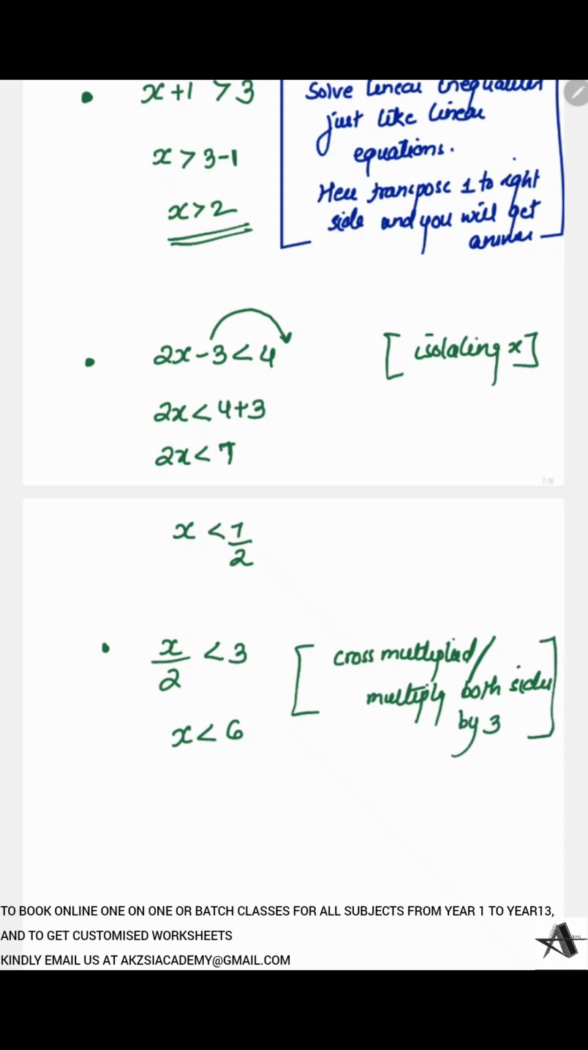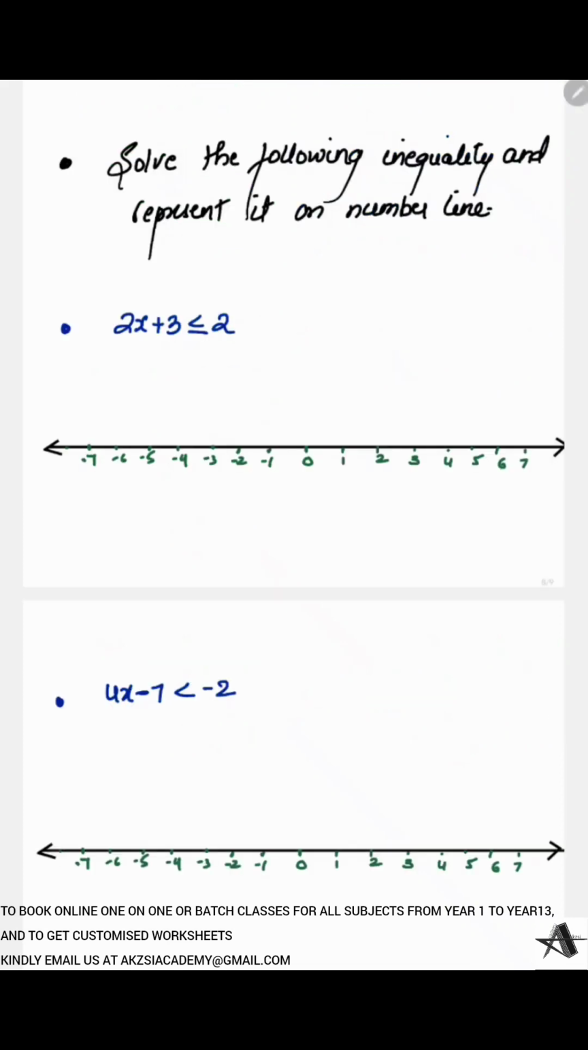Now let me see the next question, in which we have to solve the inequality as well as represent it on a number line. So let me see how we can solve it and how we can represent it on a number line. Though I have explained both, now it's just a combination of both of them. Simply we need to solve it first. So 2x plus 3 less than or equal to 2. Need to transpose. Very first thing, 2x less than or equal to 2 minus 3. It will give you 2x less than or equal to negative 1.